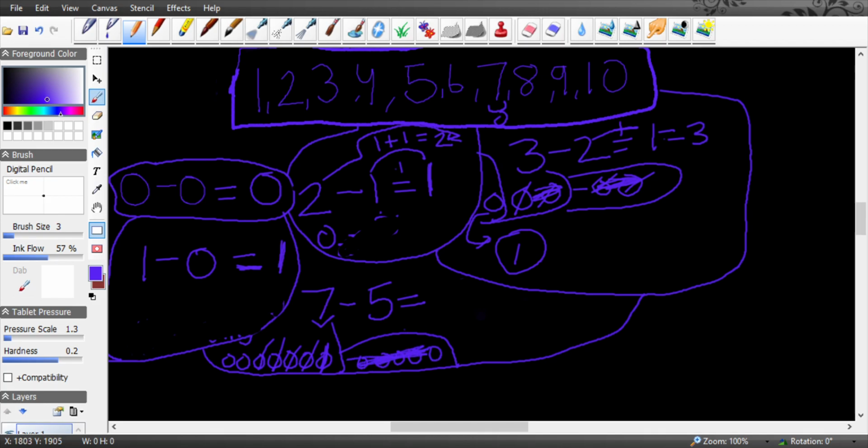So let's forget about these, and now these are the leftover bouncy balls. So this is how many bouncy balls you are left with. So let's count. 1, 2. There's 2 bouncy balls left.